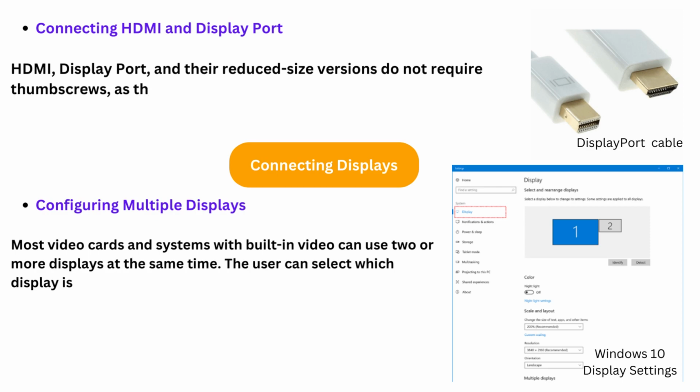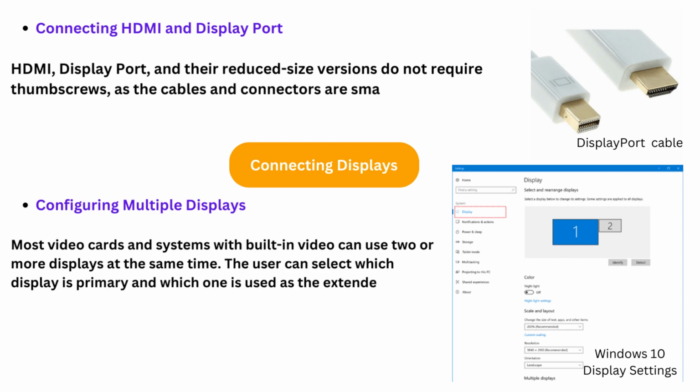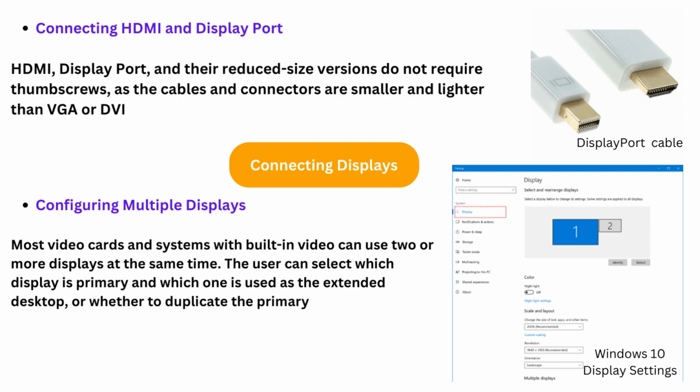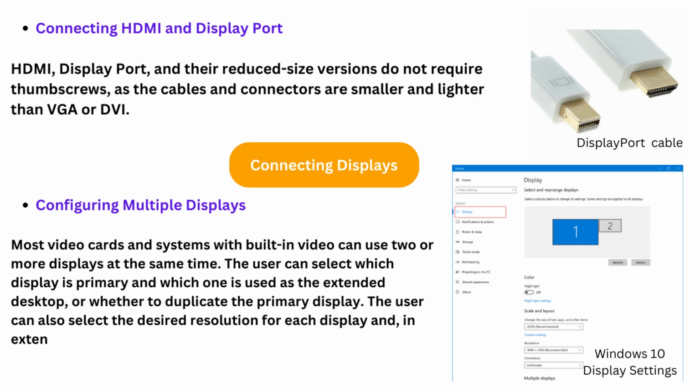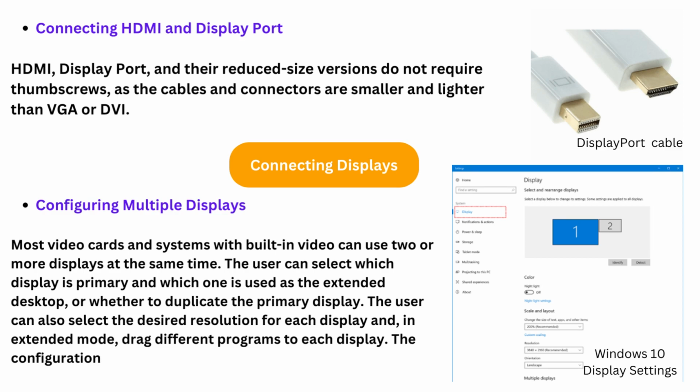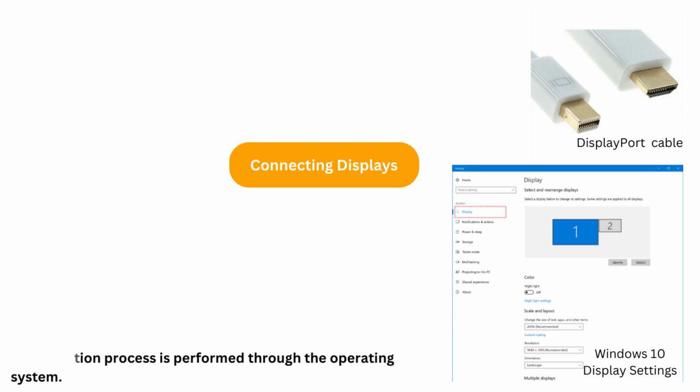Configuring multiple displays. Most video cards and systems with built-in video can use two or more displays at the same time. The user can select which display is primary and which one is used as the extended desktop, or whether to duplicate the primary display. The user can also select the desired resolution for each display and, in extended mode, drag different programs to each display. The configuration process is performed through the operating system.